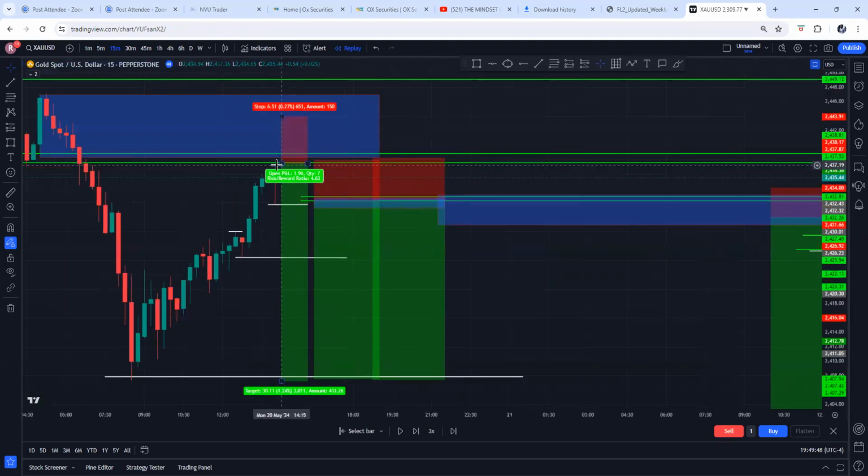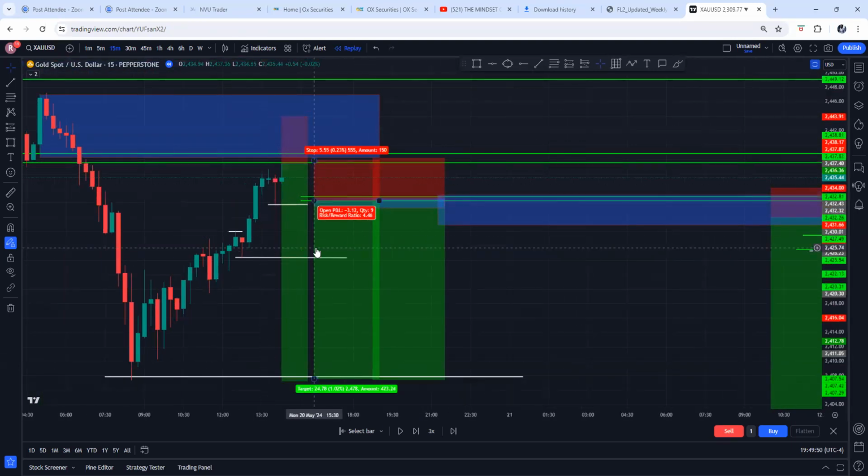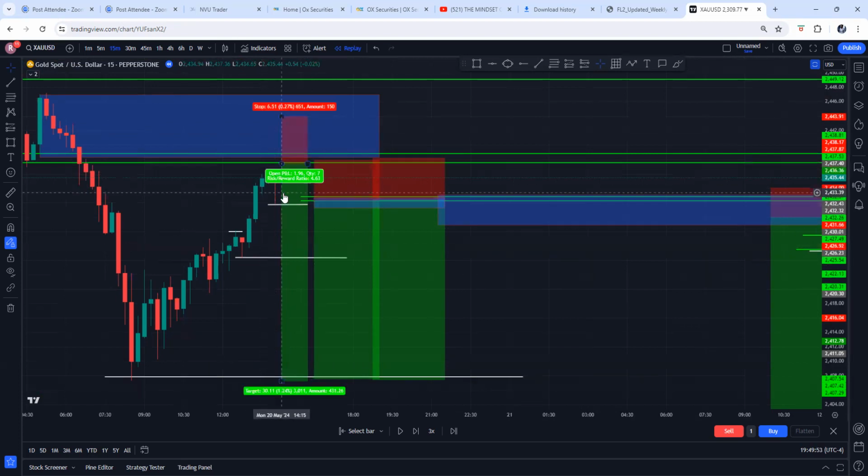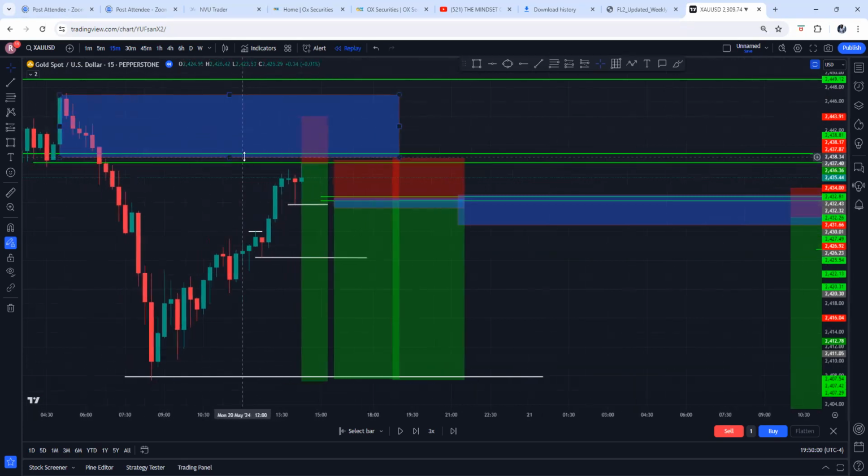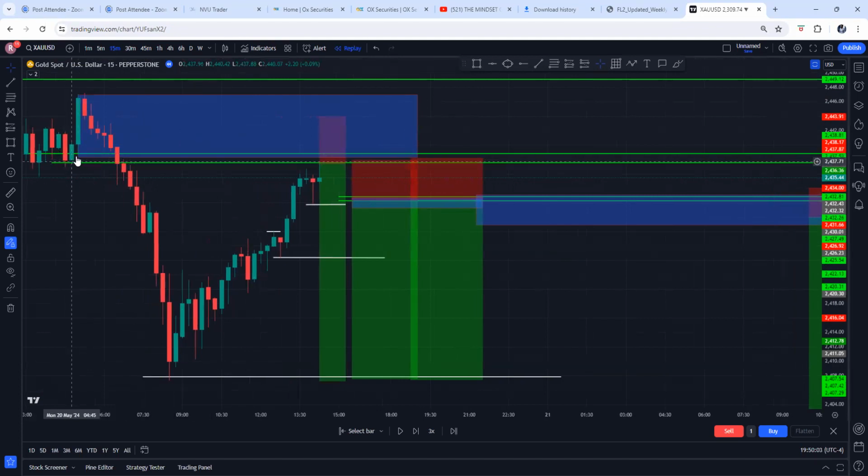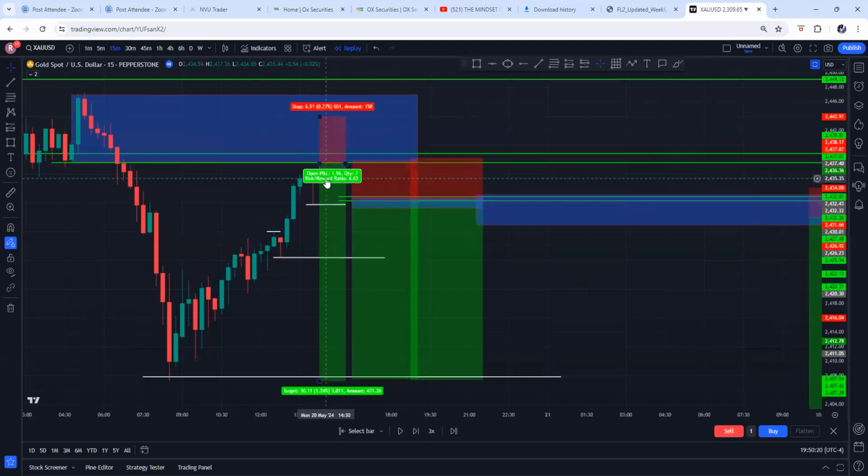Price tapped this area. Now here's a note for you: it may not be super perfect. For example, our order block started right here, but if you look here, we see this candle down here. We could include that candle, which puts us accurate at that area. So this is the entire area right here. Price literally just traded up, tapped the area and moved off.